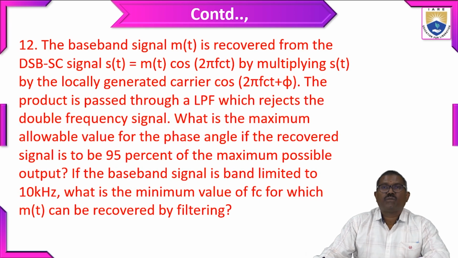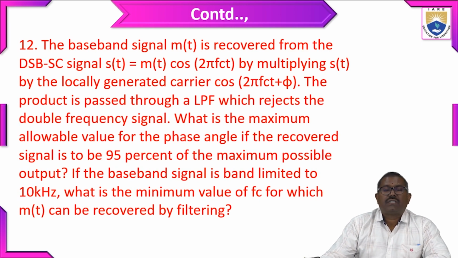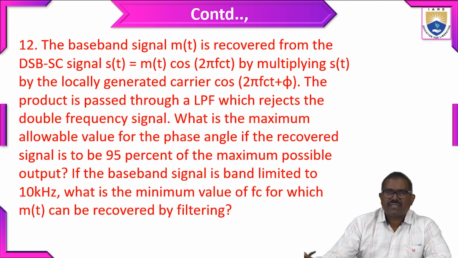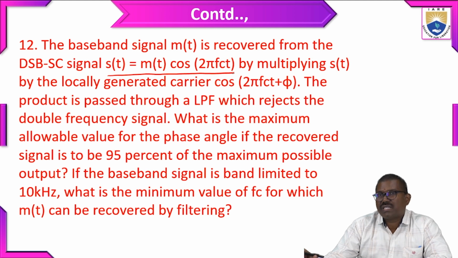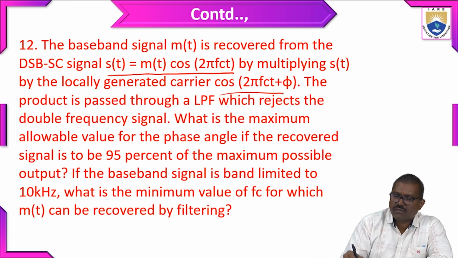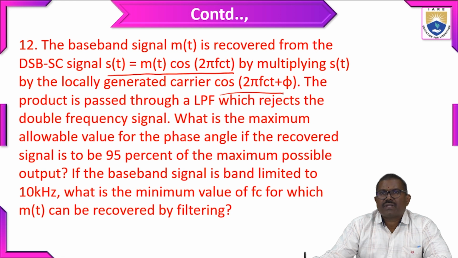Now this is the 12th one. In this 12th problem, the baseband signal m(t) is recovered from the DSB signal s(t) = m(t) cos 2πfct. So this is my DSB signal here. This DSB signal is multiplied by the locally generated carrier. So this is my carrier, cos(2πfct + θ).